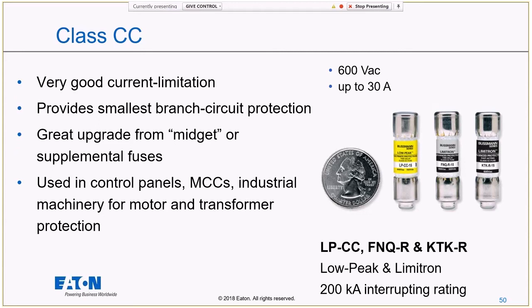I've got 3 different part numbers for these fuses. The FNQR fuse is specific for industrial control transformer protection. So if you've got one of those little transformers inside a panel, FNQR is the fuse you want to use for those. KTKR is actually specified sometimes in front of some micro drives, so the much smaller drives. You'll see a KTKR fuse specified there. And then the LPCC is sort of general purpose. Maybe put that in a main switch or branch device, general purpose protection for that LPCC.